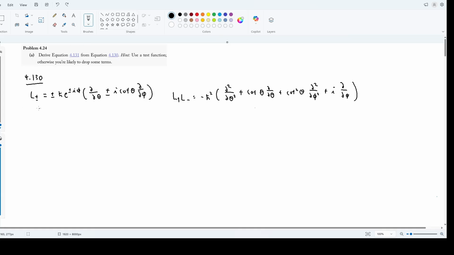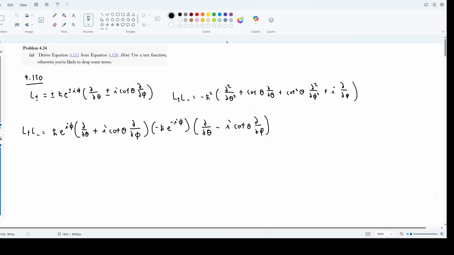4.24. Given what we know of the ladder operators in spherical coordinates, applying L plus and L minus onto a function is going to give us, first, positive h bar e to the positive i phi, d by d theta plus i cotangent of theta d by d phi. And then this is going to get multiplied onto negative h bar e to the negative i phi, d by d theta subtracted by i cotangent theta d by d phi. And this is going to act on a test function f so that we don't drop terms accidentally because we miss out on hidden chain rules.